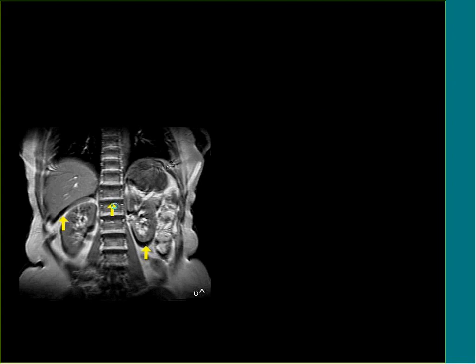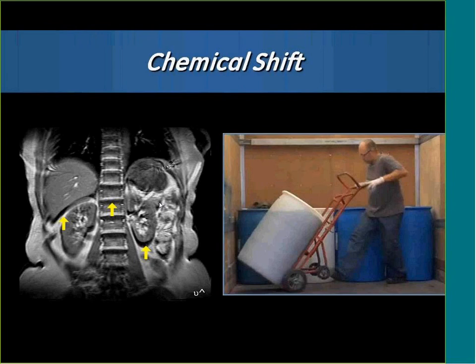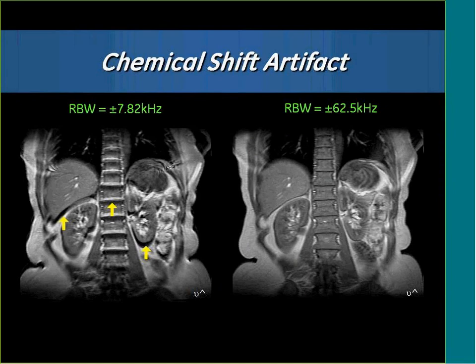Okay, this is another example of an artifact shown by the arrows. There's my example to go with that. As you can probably guess from the picture, this is an example of chemical shift. Chemical shift is an issue that occurs in proportion to the receiver bandwidth that the operator has selected on the scanner. In this case we've got a relatively low receiver bandwidth, and what happens is that we get this physical misregistration of the protons in fat, as you can see here, compared to the protons in a watery tissue.